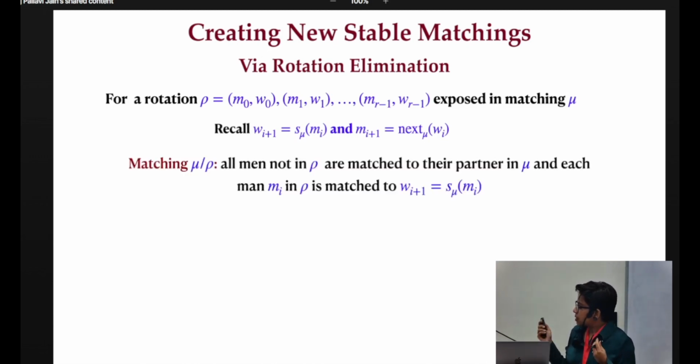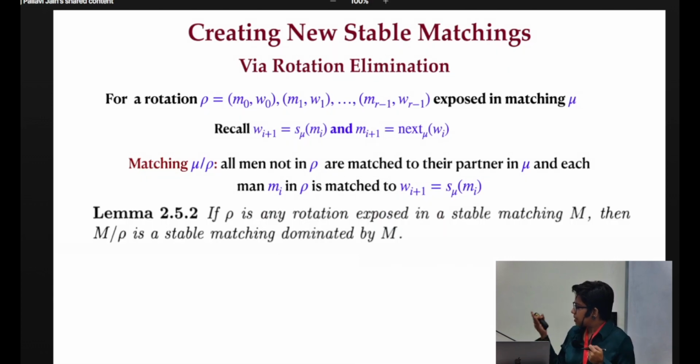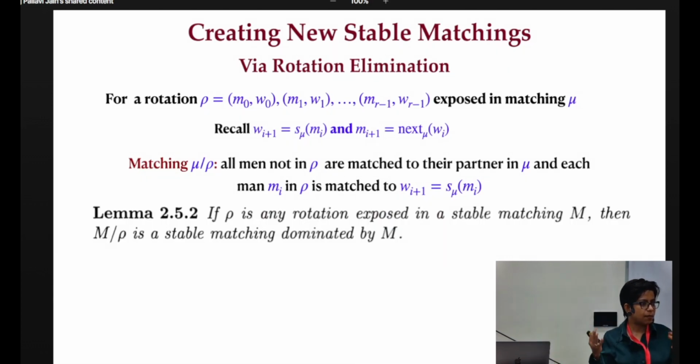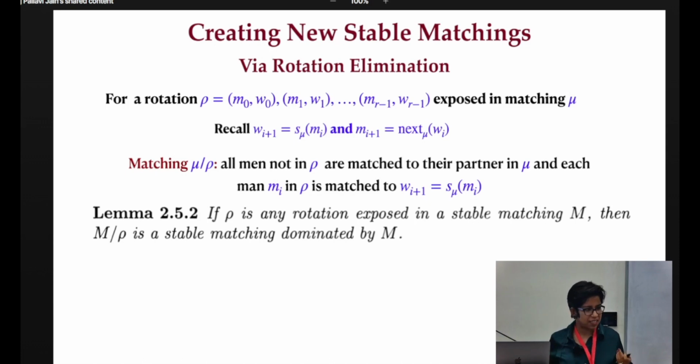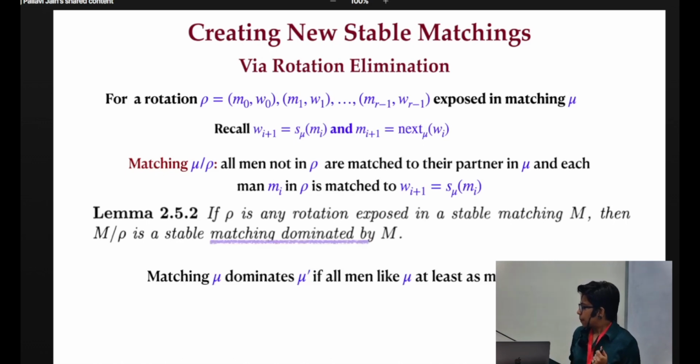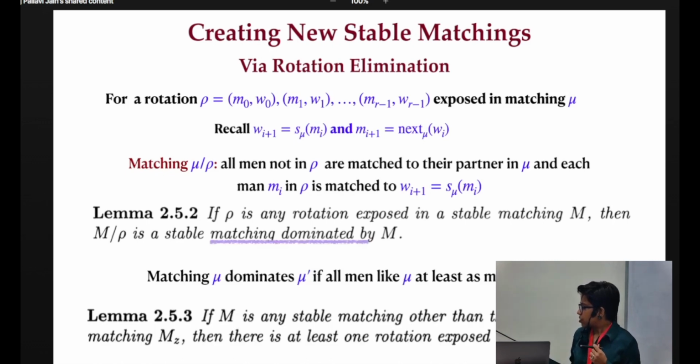And this is what it means by dominated, right? The men get worse, so mu is dominating the matching you get by eliminating rho. So mu slash rho basically is the matching you get by eliminating rho from mu. So this we have already seen.